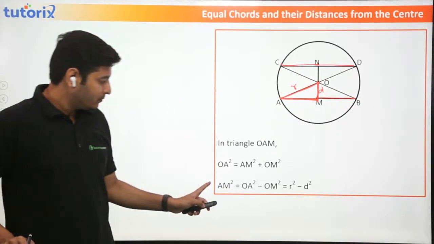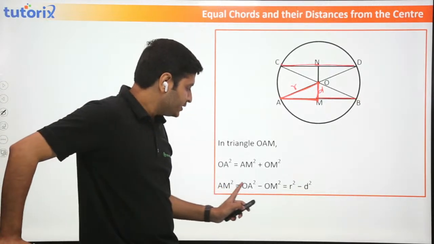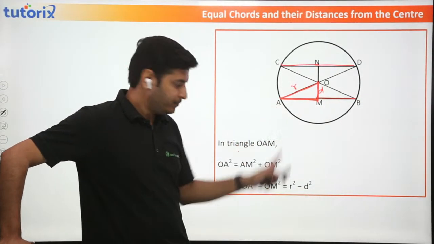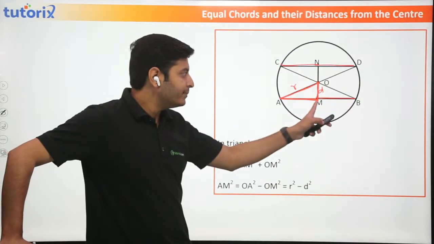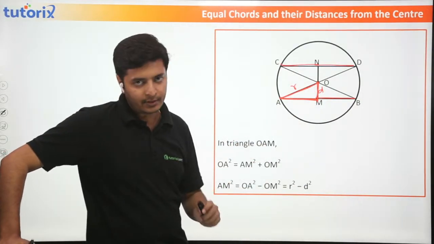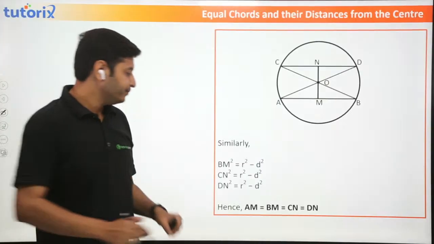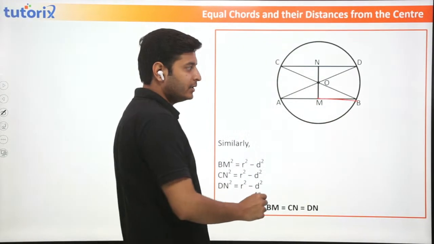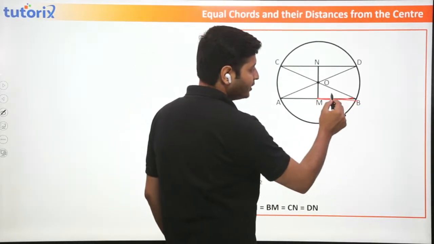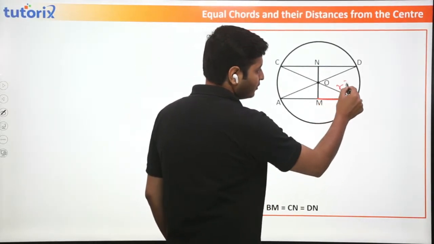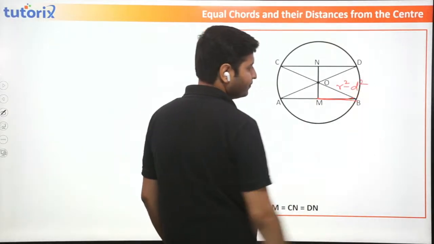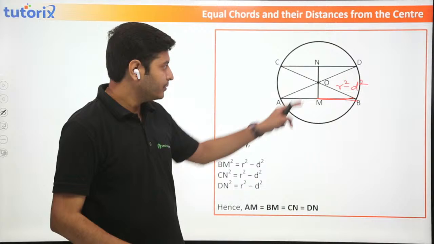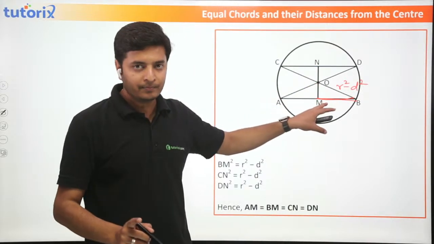So this should be our answer. So AM square is OA square minus OM square. OA square is the radius, so R square. OM square is the distance, D square. Similarly, we can find the value of BM. BM square. What is BM square? R square minus D square. Correct? Yes, sir, because you can apply the Pythagoras theorem here also.